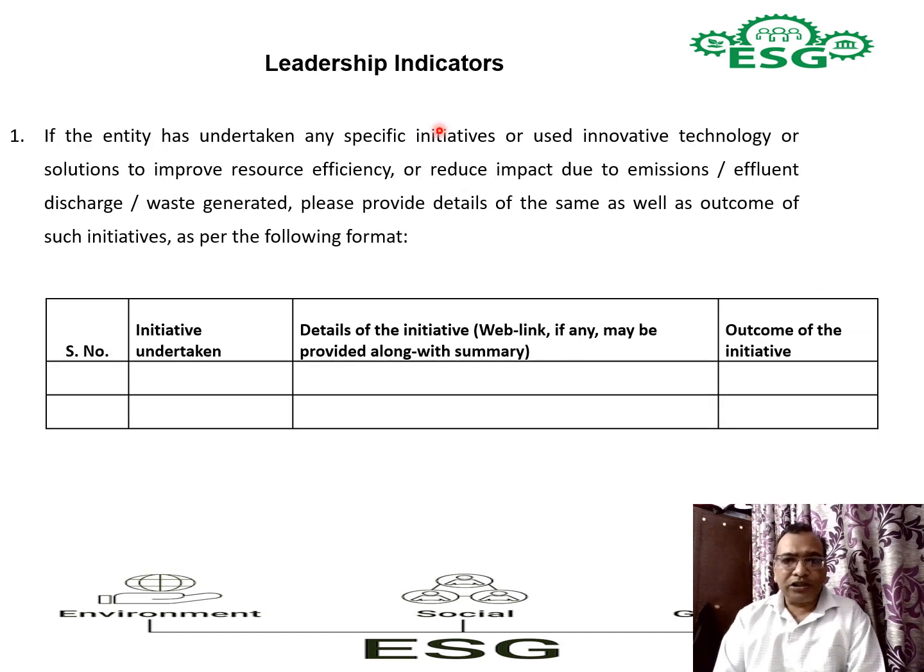Now under the leadership indicators, they have given: if the entity has undertaken any specific initiative or used innovative technology or solution to improve resource efficiency or reduce impact due to emission, effluent discharge, waste generated, please provide the details of the same as well as the outcome of such initiative as per the format. So in this format, whatever initiative you have taken for reduction of scope 1 and scope 2 greenhouse gases, you have to give the details here, and finally you have to quantify in some sort of units so that the reduction can be monitored, that is the expectation.